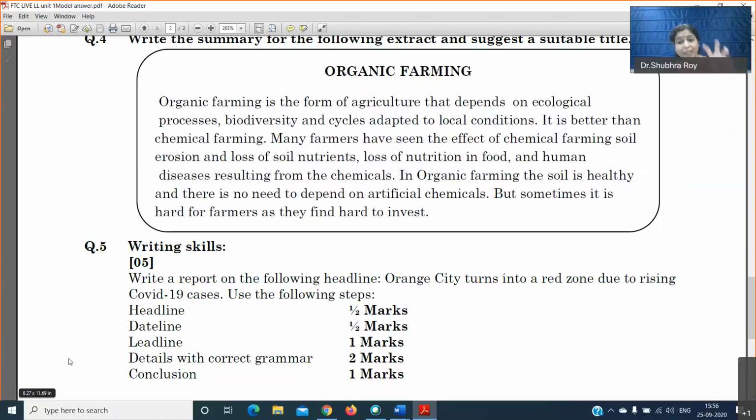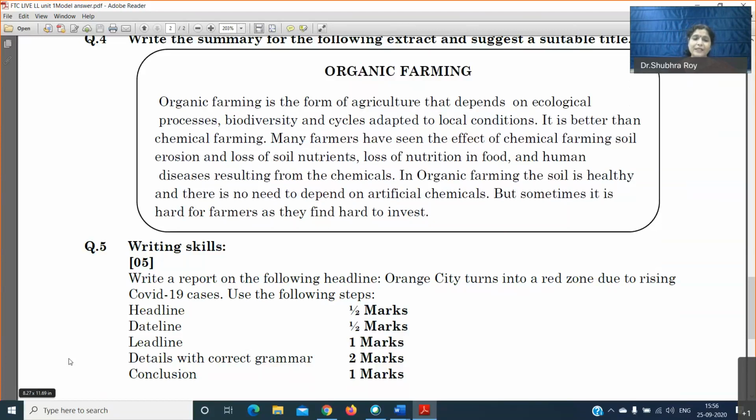And then with details, how many patients were found positive, how many recovered, what is the rate of recovery, how many deaths have occurred, all these factual details you should have with you because this is the current topic. You have these facts with you so that you can write the detail with correct grammar in it. And finally, conclusion: people are fighting to turn their cities into a green zone again. People are fighting the disease with positivity.